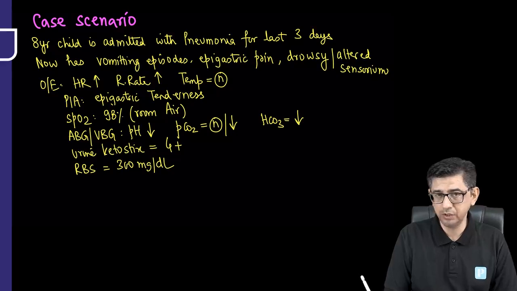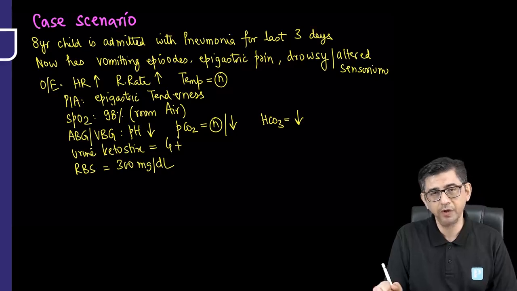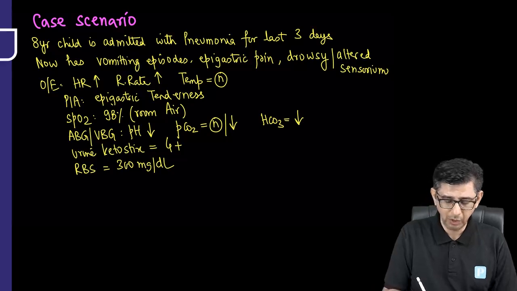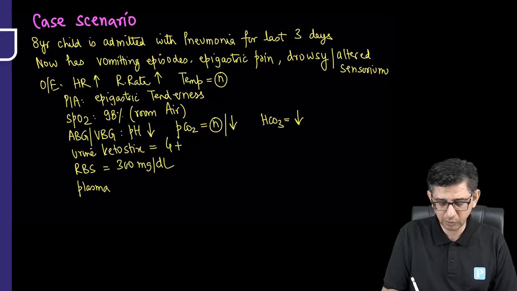If I add all the three things together, there is acidosis, there are ketones present in the urine, and there is going to be elevated blood sugar. It becomes a case of diabetic ketoacidosis. To be doubly sure that I am dealing with a case of diabetic ketoacidosis, I'll also order a plasma beta hydroxybutyrate value.